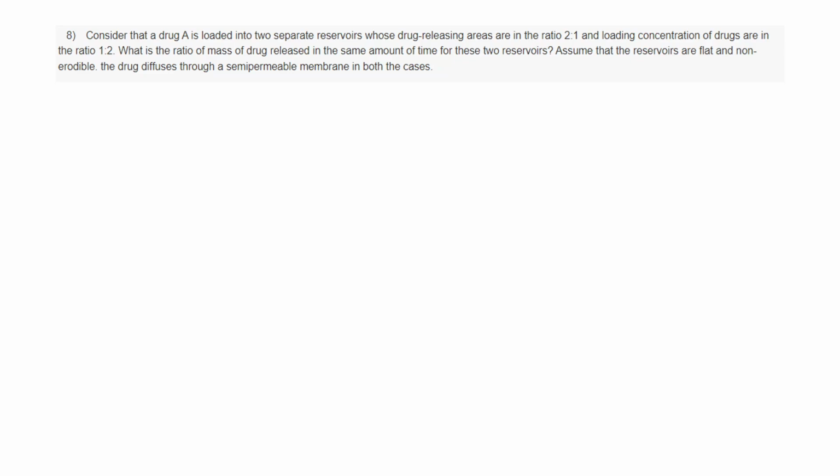Next question was, we have been given a numerical. Consider that a drug A is loaded into two separate reservoirs whose drug releasing areas are in the ratio 2:1 and loading concentration of drugs are in the ratio 1:2. What is the ratio of mass of drug released in the same amount of time for these two reservoirs? We have to assume that the reservoirs are flat and non-erodible. The drug diffuses through a semi-permeable membrane in both the cases.